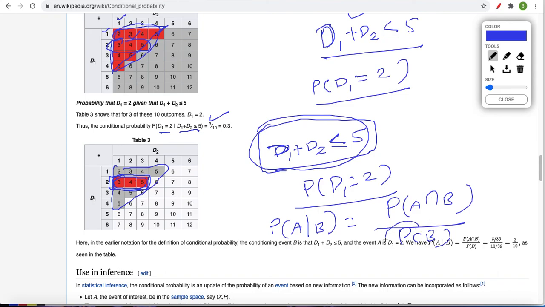So B is given to us, right? B has already occurred. What is B in our case? B is d1 plus d2 less than or equal to 5. This event has already occurred, so that is given to us as 10. So this is a total of 10, right? Out of this, what is A intersection B? This is 3. So 3 out of 10, right?